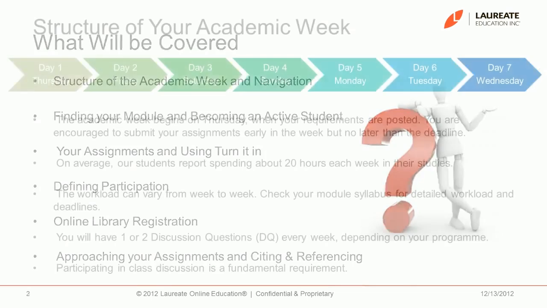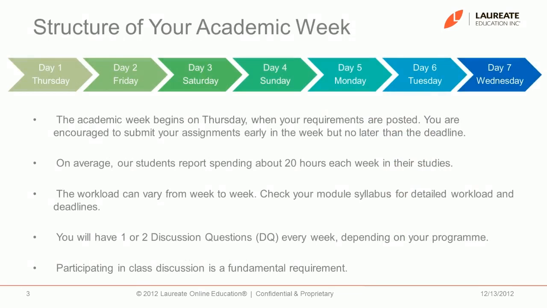So let's just start. Okay, so this is the structure of your academic week. Each week will begin afresh for you on a Thursday and go right through to the following Wednesday. So it's always important to check what deadlines you have throughout the week, but you can see days 1 labeled through to day 7. So if anyone ever refers to day 3 or day 4, then you can see which day they're referring to. Now, on average, our students report spending about 20 hours a week on their studies, bearing in mind that this can be a little bit extra at the beginning of your studies while you get used to the online platform and to studying again.